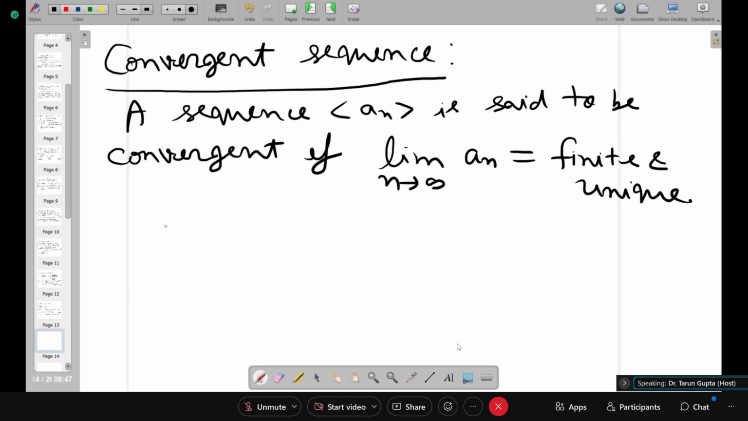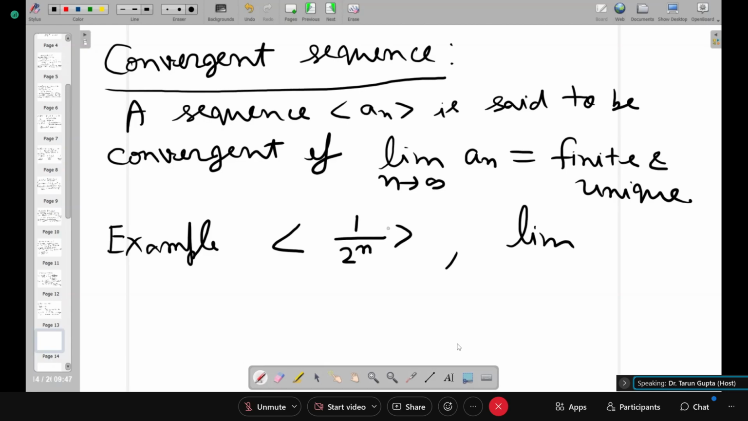For example, if I am giving this sequence 1 upon 2 to the power n, then here an value is 1 upon 2 to the power n. So you can find out the limit. When you find out the limit, that value is 0. And 0 is finite and unique. So this is a convergent sequence.